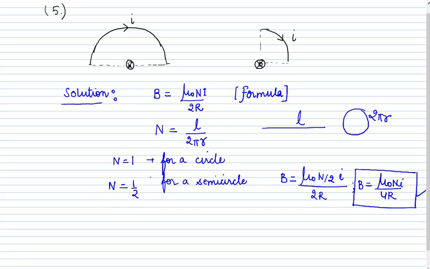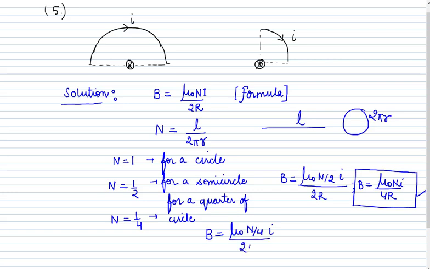Similarly, we can do it easily for 1 by 4 of the circle. For a quarter of the circle, N will be 1 by 4. So just put the value: B is equal to mu naught, replace N by 4, because the loop is now reduced to 1 by 4th of the loop instead of 1, upon i is the current, then it is 2r. So this 4 comes down and you will have B is equal to mu naught Ni upon 8r. This is the formula for a quarter of a circle.